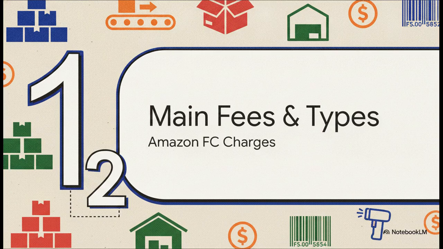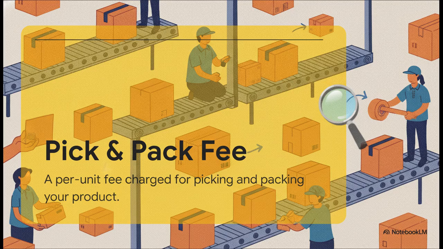Okay, let's dive into this first section, main fees and types. When you really boil it all down, Amazon's fulfillment structure basically relies on two fundamental types of fees. The first major charge you're going to run into is the pick and pack fee, and it is exactly what it sounds like. It's essentially the physical labor cost. Think about it. Every single time a customer places an order, an actual Amazon worker has to physically walk through a massive warehouse, pick your specific product off a shelf, and pack it into a box. For doing that service, Amazon is going to charge you a flat per unit fee.